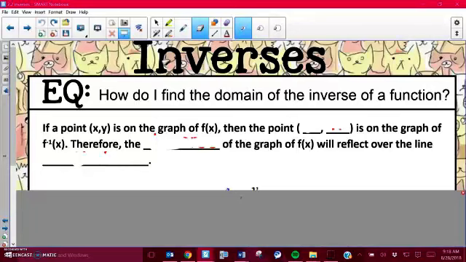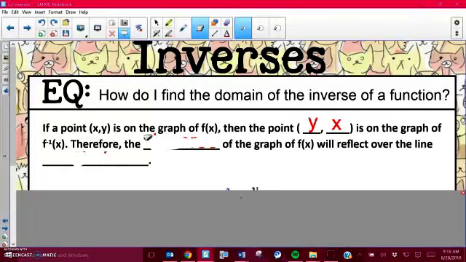Basically, when you have an inverse, if you take a point (x, y) on any graph and find the inverse, all I'm doing is switching those x's and y's. So if I take that point (x, y) and find the inverse of it, I'm just going to have (y, x), and that's going to be on the graph of the inverse. So when I say f to the negative 1 of x, that means the inverse function.